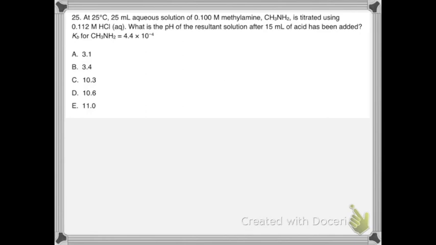Last one. Woohoo! In this one, we have methylamine. And we're titrating it, and they want us to figure out the pH after the titration. So let's go ahead and write our equation. CH3NH2 plus HCl, which I'll just write as H+, will react to form CH3NH3+.